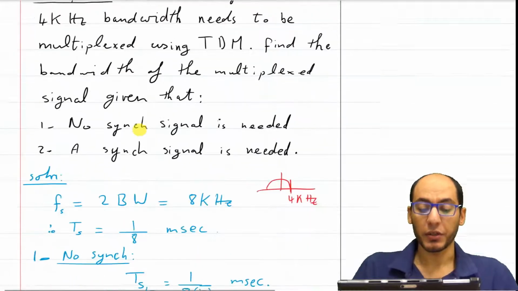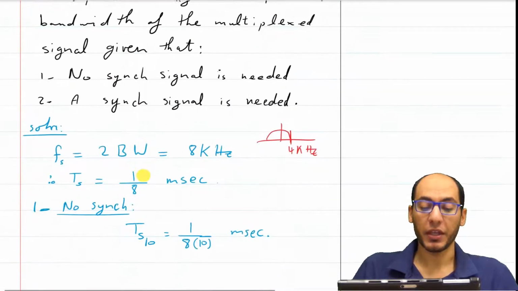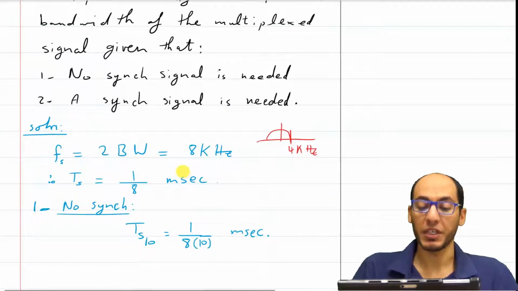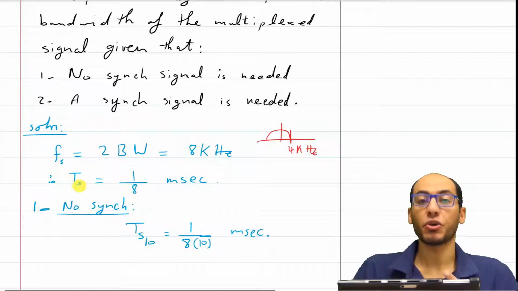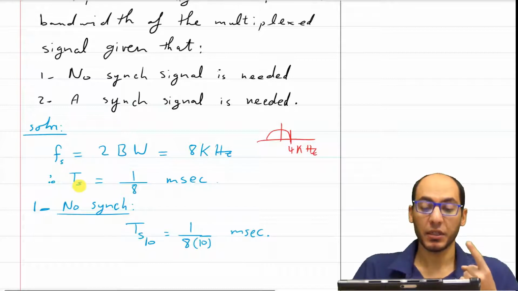So right now let's look at the sampling frequency. How much sampling frequency can I sample each signal with? According to the Nyquist theorem, I need to sample it with 8 kilohertz, and thus the duration between each two consecutive samples in one signal is going to be 1/8 milliseconds.